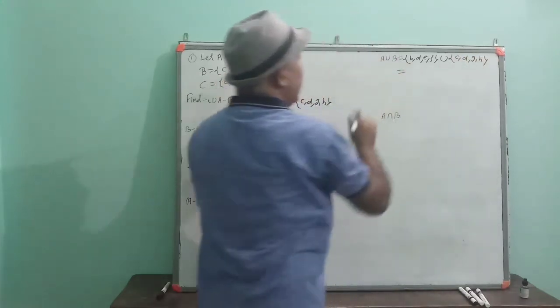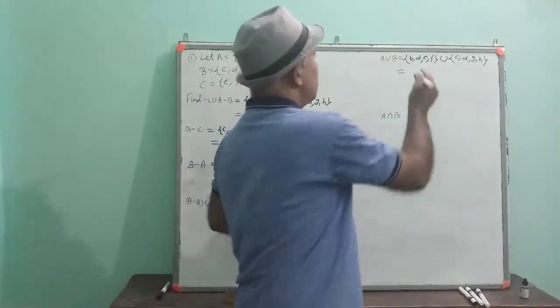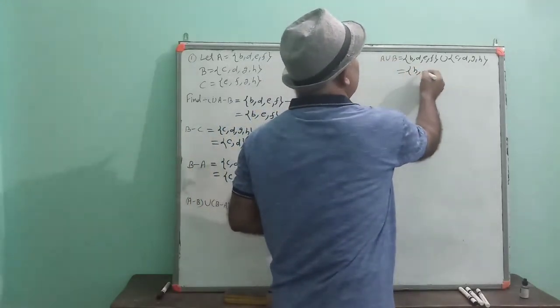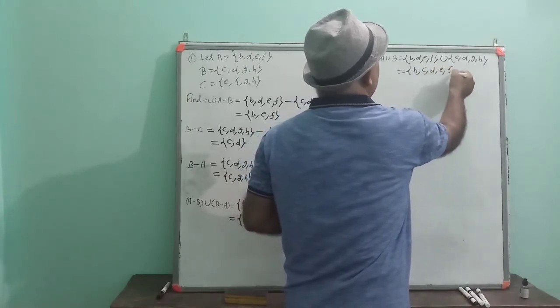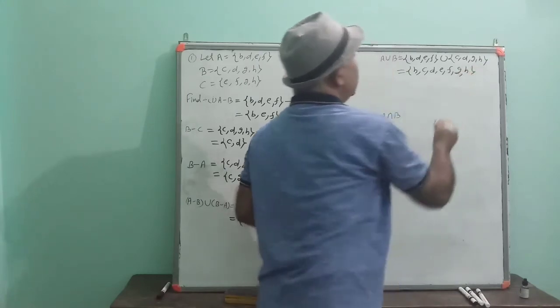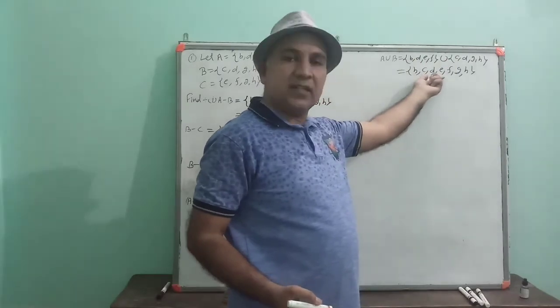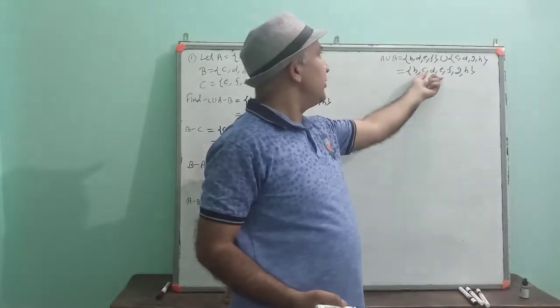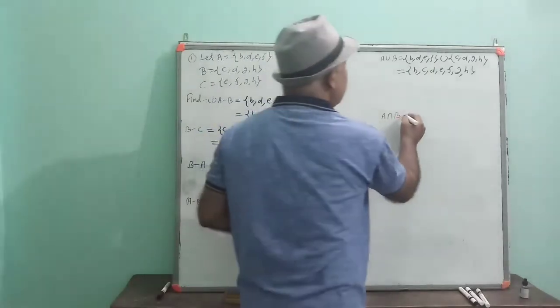See, A union B means all the elements of A and B both. So write down all the elements: B, C, D, E, F, G and H. Understood? All the elements of A and B together we have written in a single set, so this set will be called the A union B set. Okay?